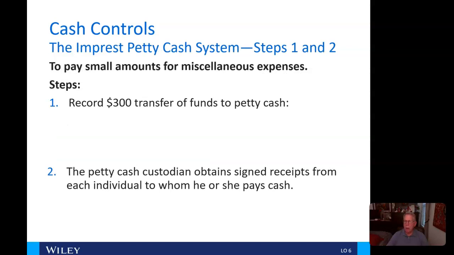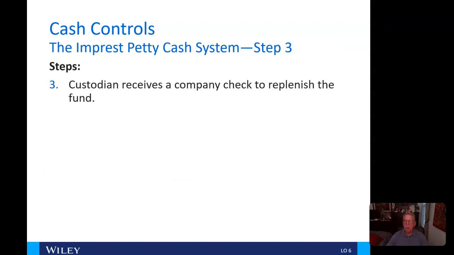To pay small amounts for miscellaneous expenses, we're going to set up an imprest fund, commonly called petty cash. And how we do that is we debit petty cash to increase it, credit cash to reduce our checking account to put that money in petty cash. And then when the petty cash custodian obtains signed receipts from each individual, then we're going to reimburse the petty cash fund as follows, right? The custodian is going to receive a company check to replenish the fund.